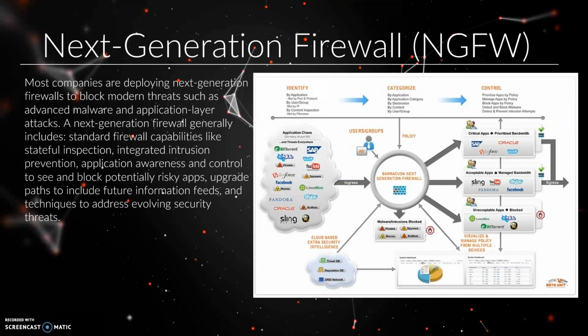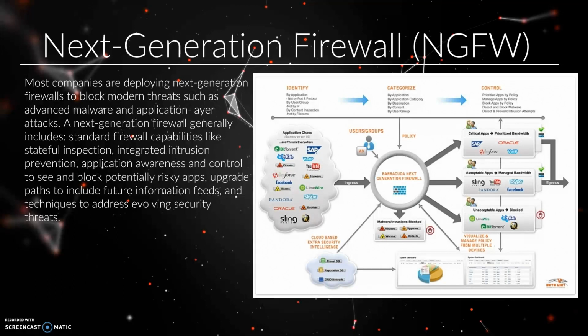For the next generation firewall, most companies are deploying next generation firewalls to block modern threats such as advanced malware and application layer attacks. A next generation firewall generally includes standard firewall capabilities like stateful inspection, integrated intrusion prevention, application awareness and control to see and block potentially risky apps, upgrade paths to include future information feeds, and techniques to address evolving security threats, which is the obvious big one considering that's constantly evolving.